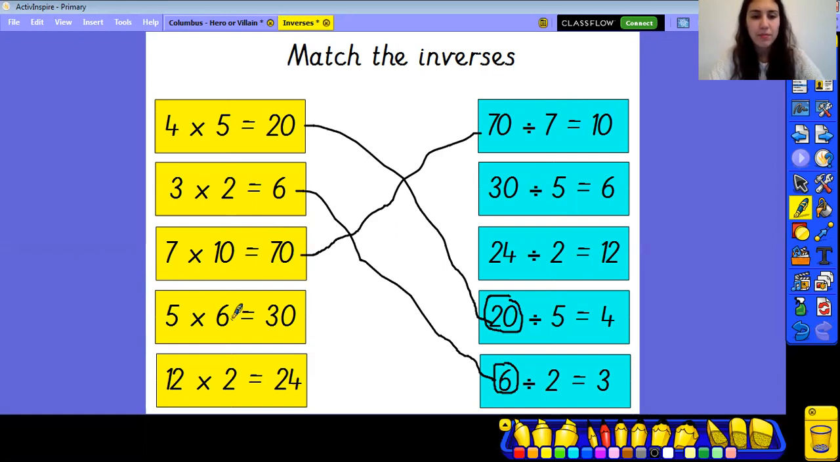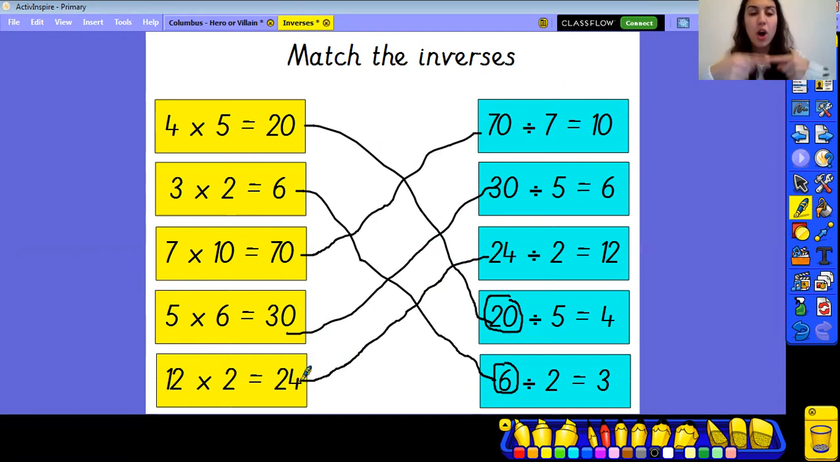So 5 times 6 equals 30. Well, 30 is its whole. I'm looking for a division with 30 as its whole. And you can see it's got 5 groups of 6. So that then means that 24 divided by 2 equals 12 is the inverse, the opposite of doing 12 times 2 equals 24.